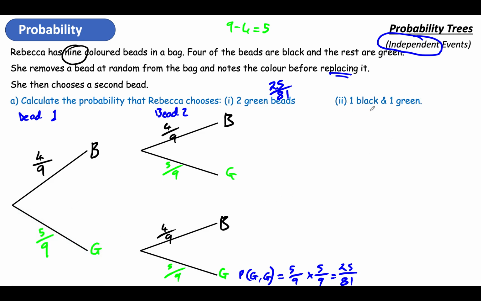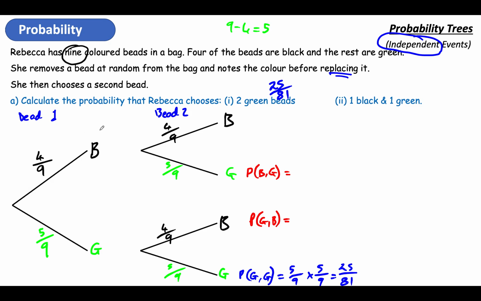Okay, next one. 1 black and 1 green. Now there are 2 ways that I could get 1 black and 1 green. There is indeed the way where I get a black first and then a green. But also, I could do it the other way round. I could get green and then black, because it doesn't state the order in the question. It just says 1 black and 1 green. So I could get green and then black. So there are 2 options for this one.